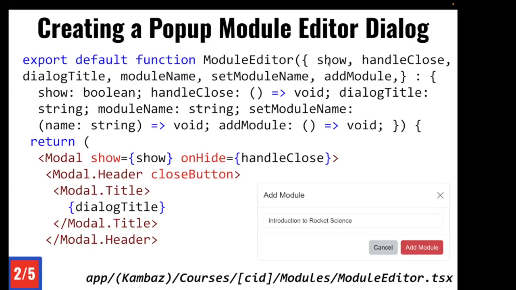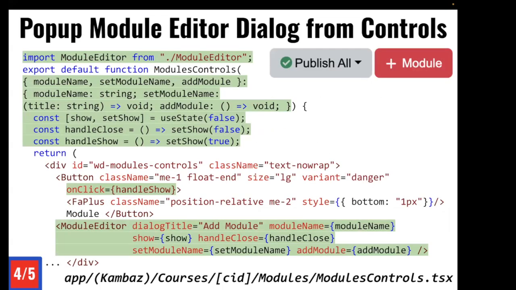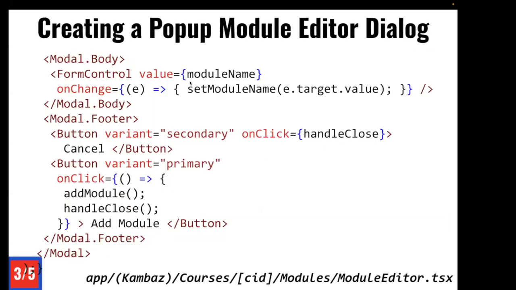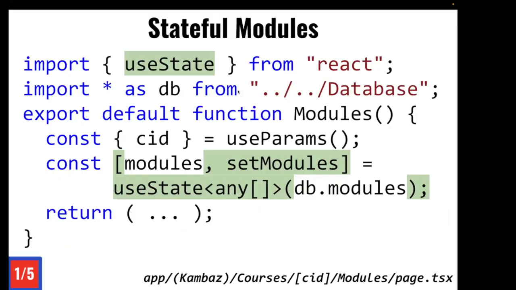And now this is going to be triggered when we click on the plus module in the module controls, right? In this module controls, we have these buttons. One of them is the plus module. So when we click on that, we want to call or tell the dialog, hey, display yourself. And notice that module controls is a component that is a direct child of the modules.